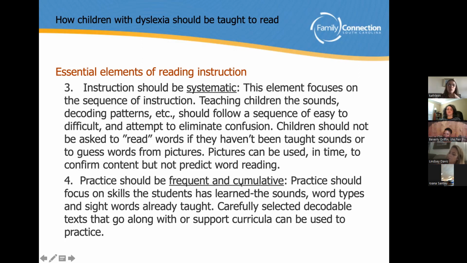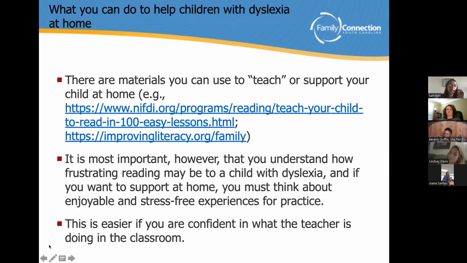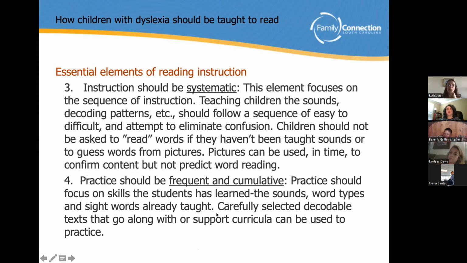Practice should be frequent and cumulative. Can't say this enough, but it needs to focus on things that the child can read. I can't tell you how often I've seen people try to come across a word like about, and try to get a child to decode that word when they have no clue what OU says, or a word like is or was. What is was decoded? Was. Not good. So we have to, as parents, as well as teachers, know when to ask kids to decode things and when not, and what they've learned.